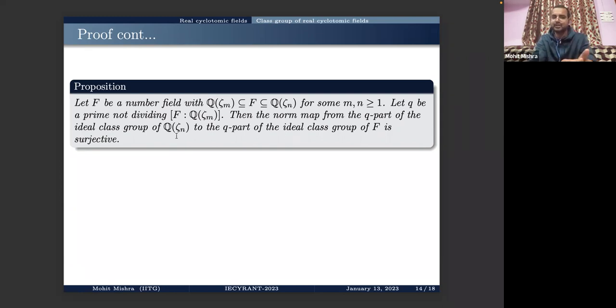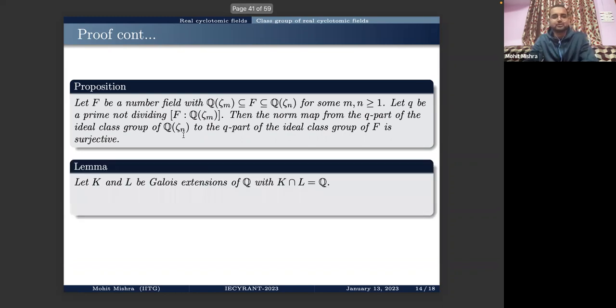The result is similar. That was a prototype for this proposition, and the previous theorem is easier to understand. So I presented that result. The proof is the same. We will be needing another lemma to prove our main result, which is as follows.